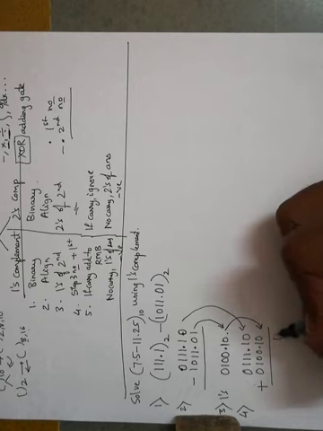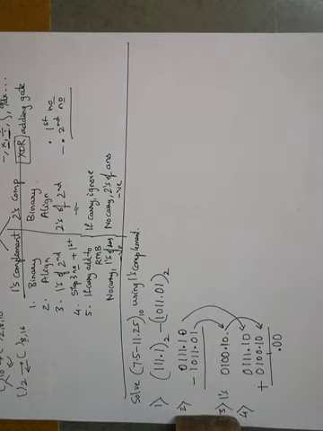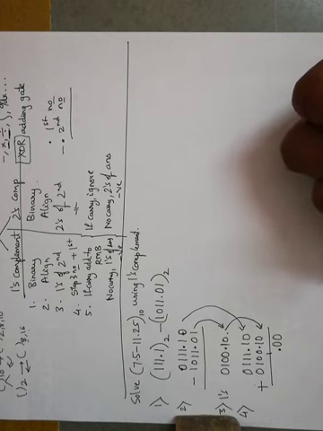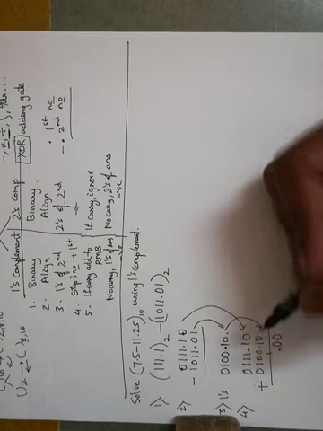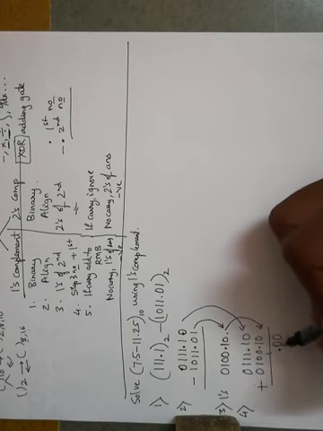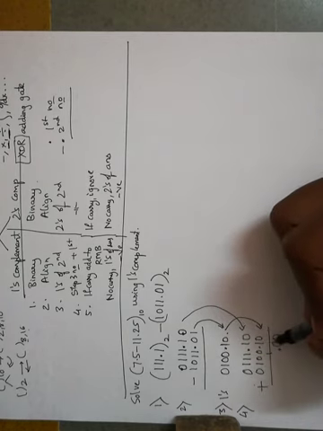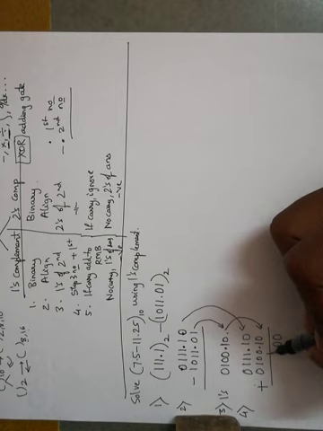So 0 plus 0 is 0, 1 plus 1 is 0 with a carry 1. So how 1 plus 1 became 0 with a carry 1 is, 1 plus 1 is 2, but we don't have a 2 in binary. 1 plus 1 is 2, which is 10 in binary. So 0 is our sum, 1 is our carry.